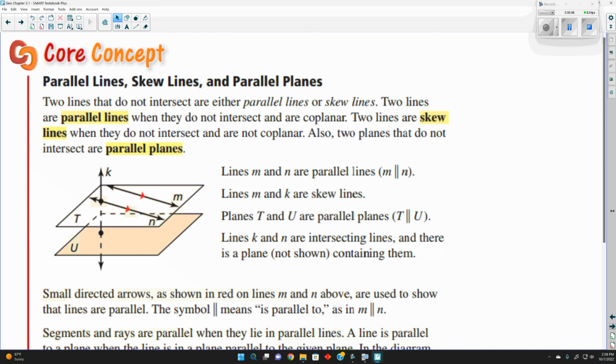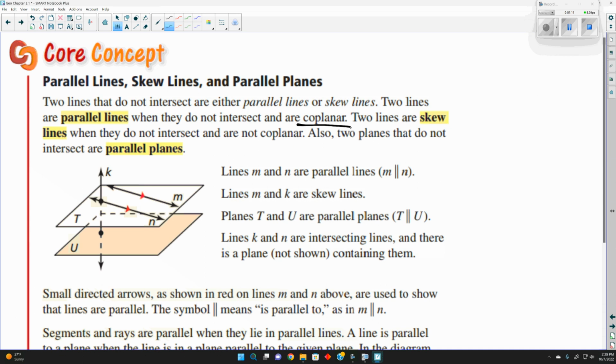Now, here, so parallel lines, skew lines, and parallel planes. Y'all looked up the vocabs for these yesterday, so you've already looked at these terms. Parallel lines are two lines that do not intersect and are coplanar. So for two lines to be parallel, they have to be in the same plane. They have to be contained in the same plane for them to be parallel.